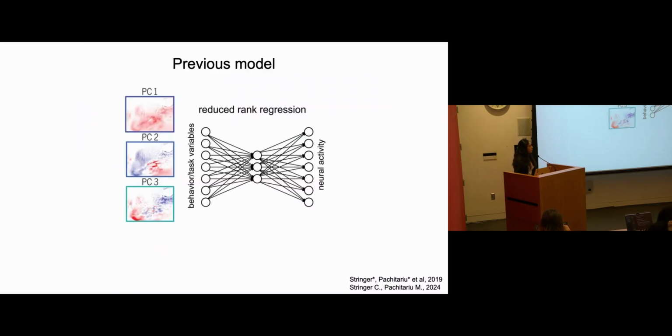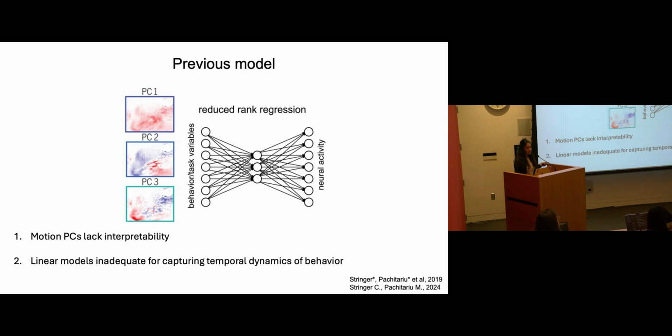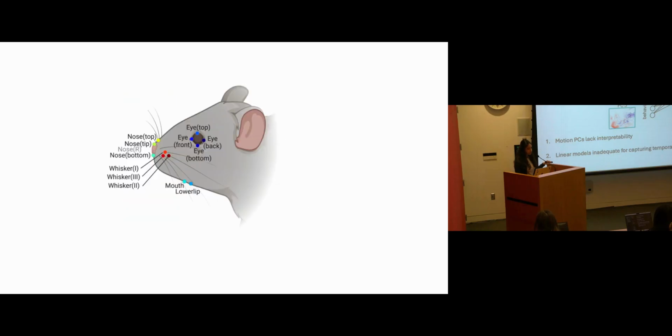But there are a few challenges when using motion PCs for studying neural representations. So as you can see, they lack interpretability, as you can't tell what behaviors are relevant for those neural representations. And second, the linear model that was used did not have temporal information, so we might be missing out on some of the temporal dynamics of behavior that are relevant for neural activity.